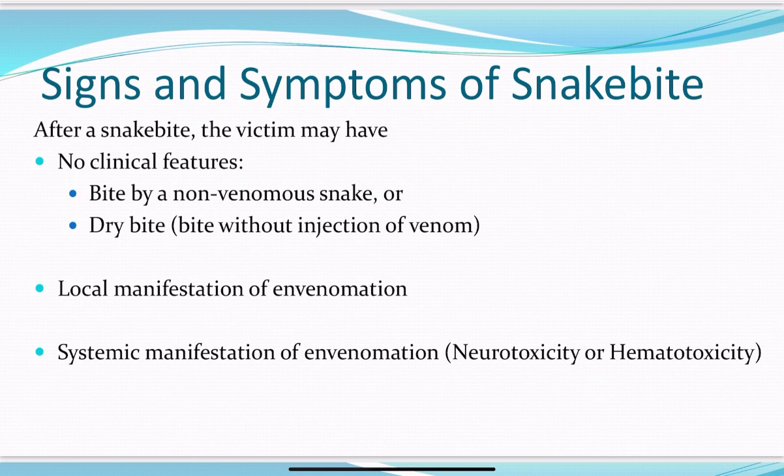What are the signs and symptoms of a snake bite? In some people, there might be no clinical features, and this might be due to a bite by a non-venomous snake or a dry bite, which means when the venomous snake bites but it does not inject its venom into the person. Then there can be local manifestation of envenomation if the snake actually injects its venom, and also there can be systemic manifestation of envenomation, which includes neurotoxicity and hematotoxicity as we have discussed before.